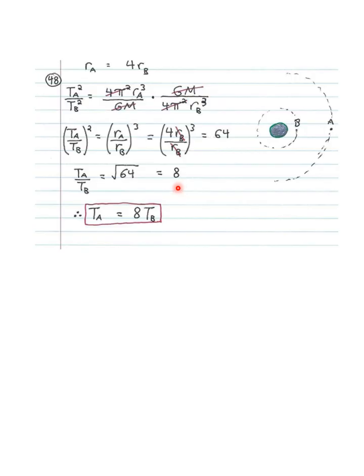So now we have the answer to the question which asked, how do their orbital periods compare? So we can say that the ratio is 8, or we can say that the period of satellite A is 8 times the period of satellite B.